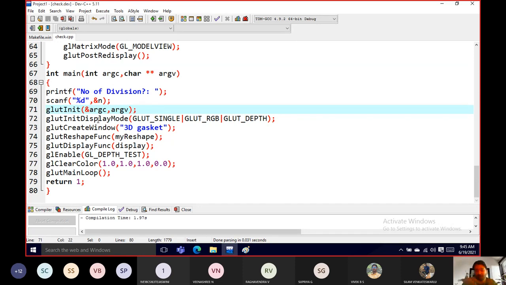glutInitDisplayMode. Here we have three options. We are telling that we are using the options of these three. As it is not involving rotation, we don't want double buffering. Single buffering is more than enough. Why? Because we don't rotate the viewer or do anything related to movement, right? So single buffer is more than enough. Moving on to the next, GLUT_RGB. GLUT_RGB stands for red, green, and blue.